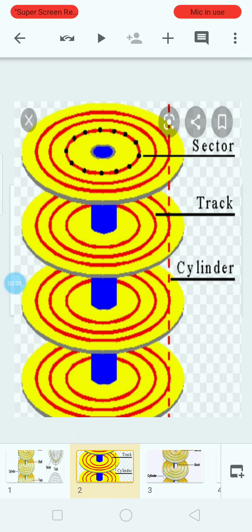For disk pack, the tracks with the same diameter on the various surfaces are called cylinder because of the shape they would form if connected in space. The set of tracks of a disk drive which can be accessed without changing the position of the access arm are called cylinder.